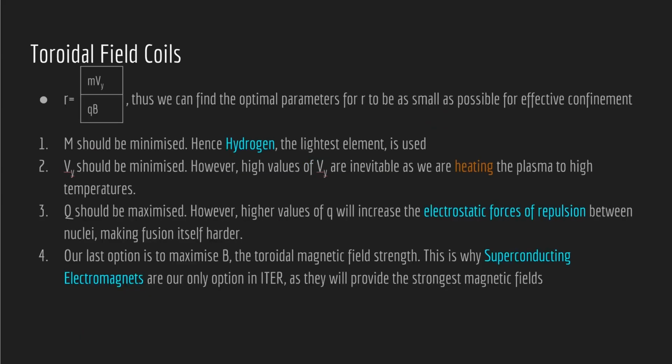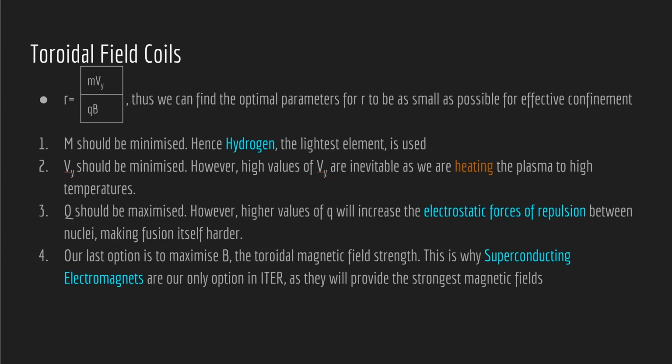Using this equation, we can thus find the optimal parameters for r to be as small as possible for effective confinement of our plasma. Number 1, m should be minimized, hence hydrogen, the lightest element, is used. Number 2, Vy should be minimized. However, high values of Vy are inevitable in the Tokamak reactor as we are heating this plasma to very high temperatures. Number 3, Q should be maximized.